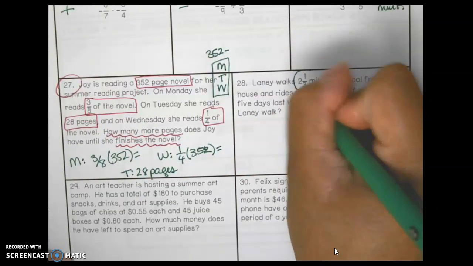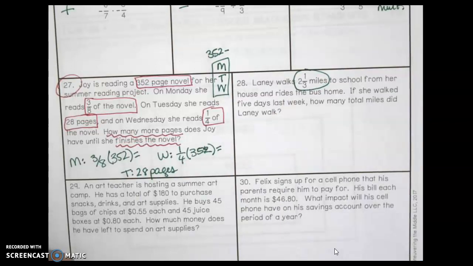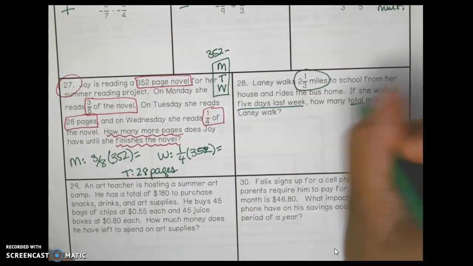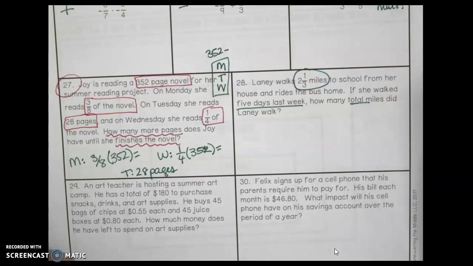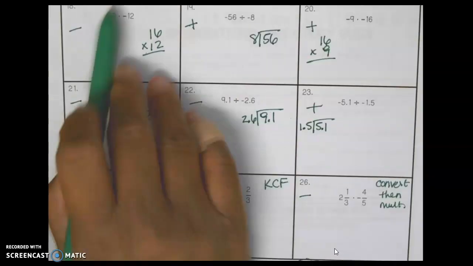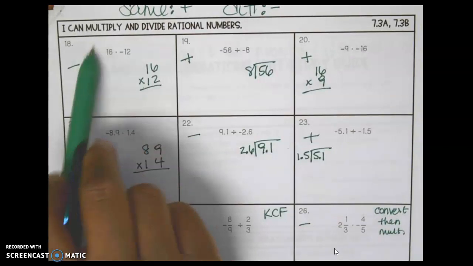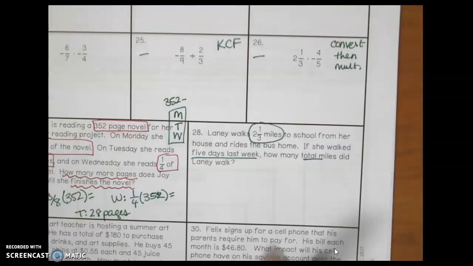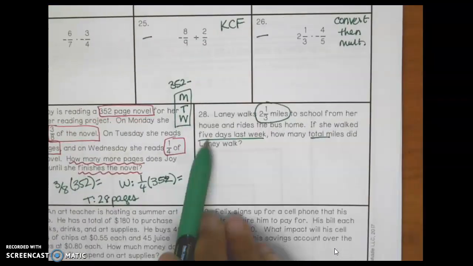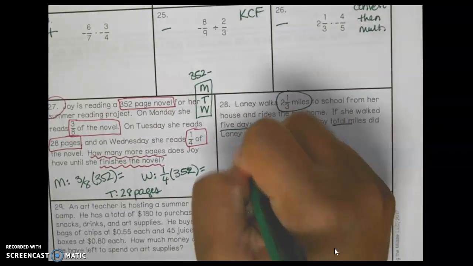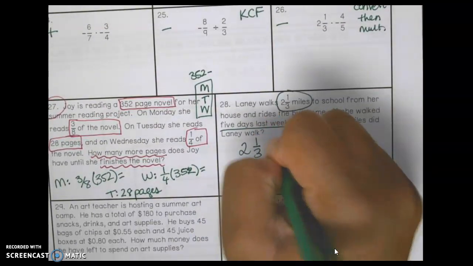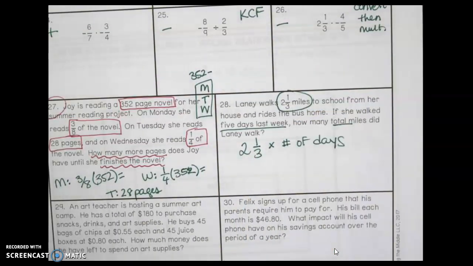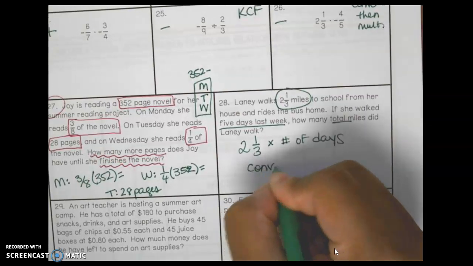Lainey walks 2 1/3 miles to school from her house and rides the bus home. If she walked 5 days last week, how many total miles did Lainey walk? Now I know this says total, which means to add, but if we're talking about multiplying and dividing, we're really referring to multiplication because that's repeated addition. So I'm going to repeatedly add 2 1/3 5 times. 2 1/3 times the number of days she walked. Convert, then multiply.